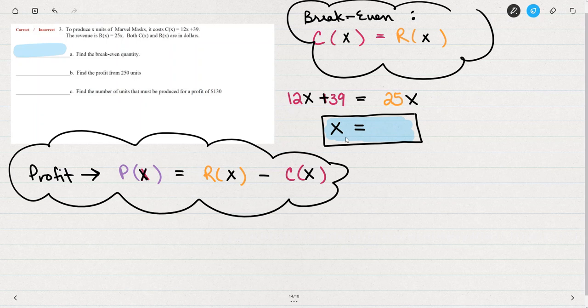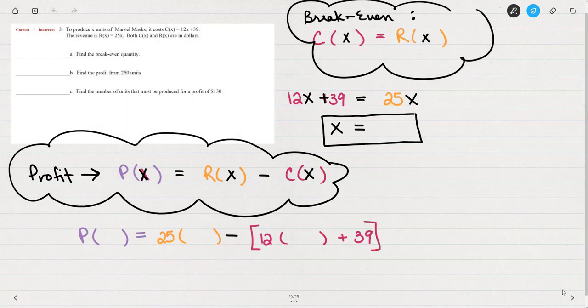Find the profit from 250 units. Profit is going to be equivalent to the revenue minus the cost. Watch out, by the way, I'm going to say this several times throughout this example. Watch out for this minus. We've got to subtract the 12x and subtract that fixed cost of 39, right? So watch how we're going to distribute a negative. I'm going to say that several times, but I want to highlight that again and again. So we're going to subtract the whole cost, 12x plus 39, from the revenue.